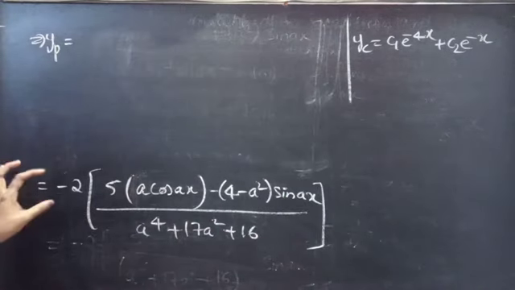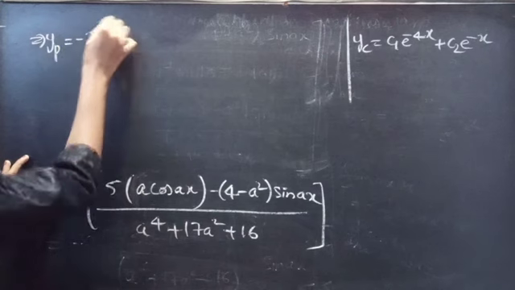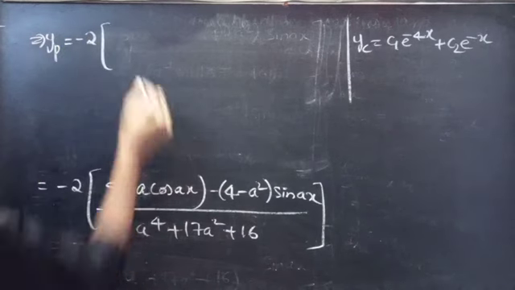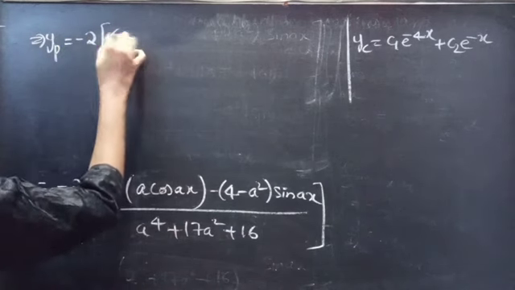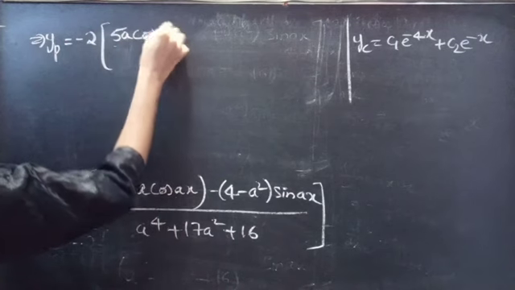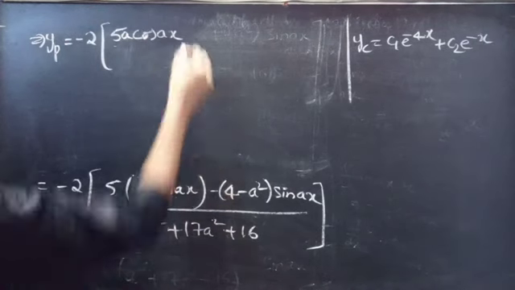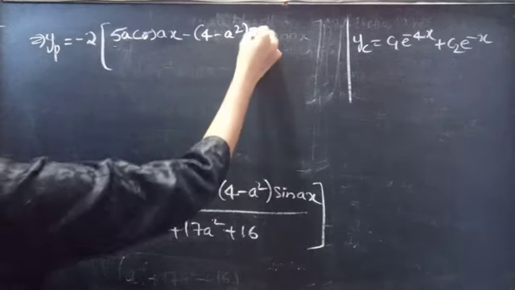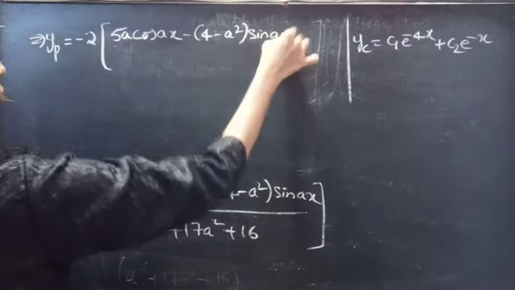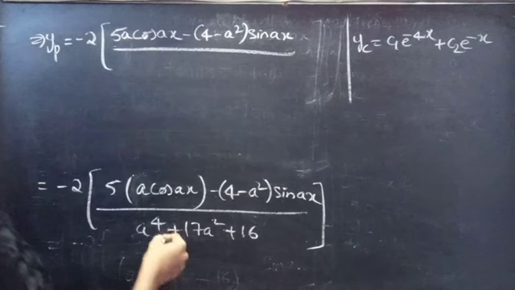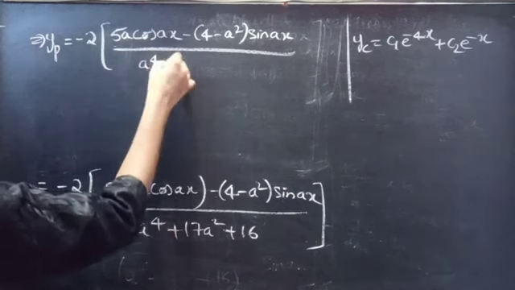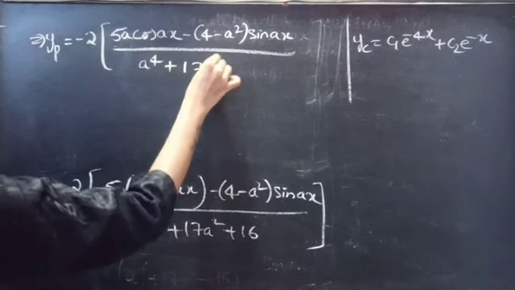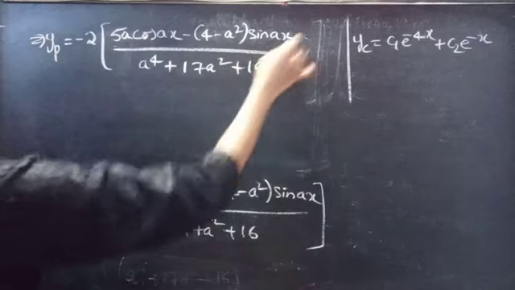Finally, our yp will be minus 2 into 5a cos ax minus of 4 minus a square into sine ax, right? By a power 4 plus 17 a square plus 16.